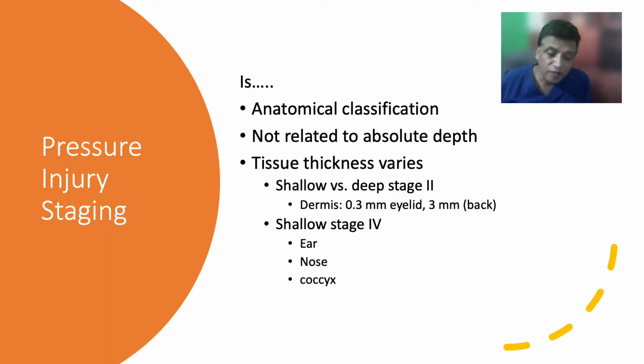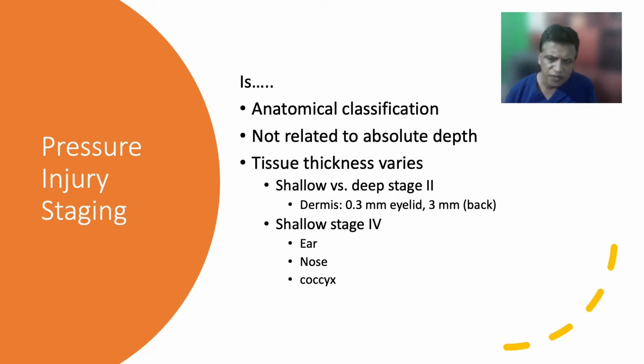Now, one of the things you'll realize from our discussion is that this classification is an anatomical classification. Stage 1 is related to involvement of the epidermis. Stage 2 is related to the involvement of the dermis. Stage 3 is related to the involvement of the subcutaneous layer. It's an anatomical classification. Nowhere in that classification do we discuss absolute depth. That's not important. Now, in clinical practice, it's important to take note of this because the soft tissue thickness varies.